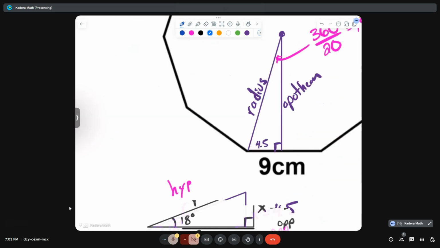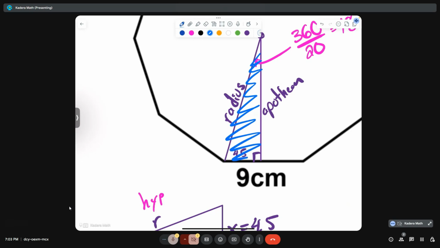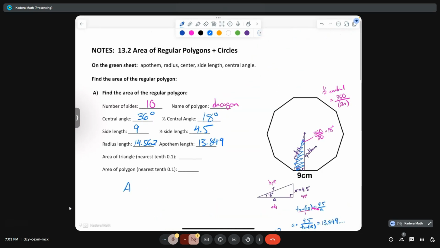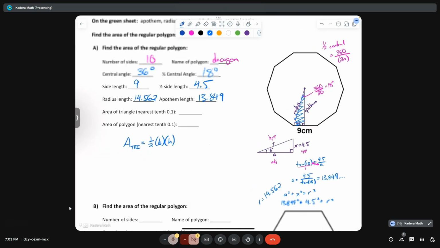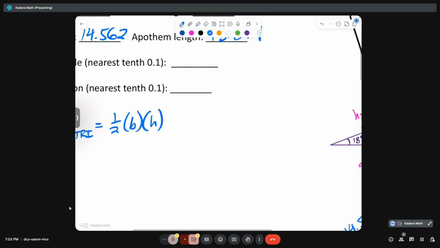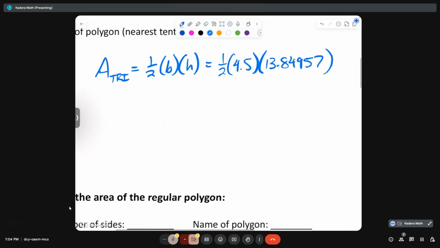Okay, so we go over here. This is the slice that we want to find the area of. So when it says area of the little triangle, that's what we need. So remember, the area of a triangle is just 1/2 base times height. And the base of our triangle, it depends on which way you want to look at it, but I'm going to look at it the way it was presented to us. I'm going to go 1/2 times 4.5 times our height, which is our apothem, which is 13.849, and then we'll keep a couple digits there. We'll go 5, 7. Still on the calculator screen, so it still works.